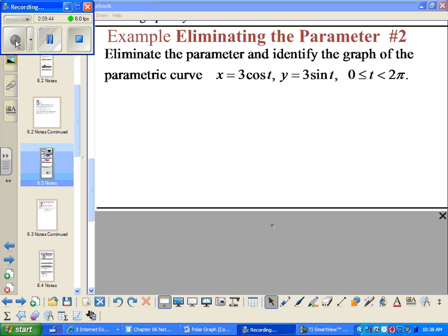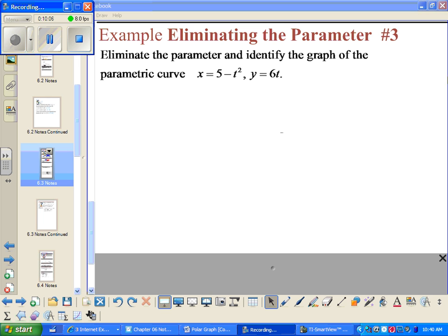If we do not specify a parameter interval for the parametric equation given, it's understood that the parameter t can take on all values that produce real numbers for x and y. We will use this agreement or this understanding in this next eliminating the parameter example. I had my slides out of order there for a second. So here's the parametric equation I wanted to use.